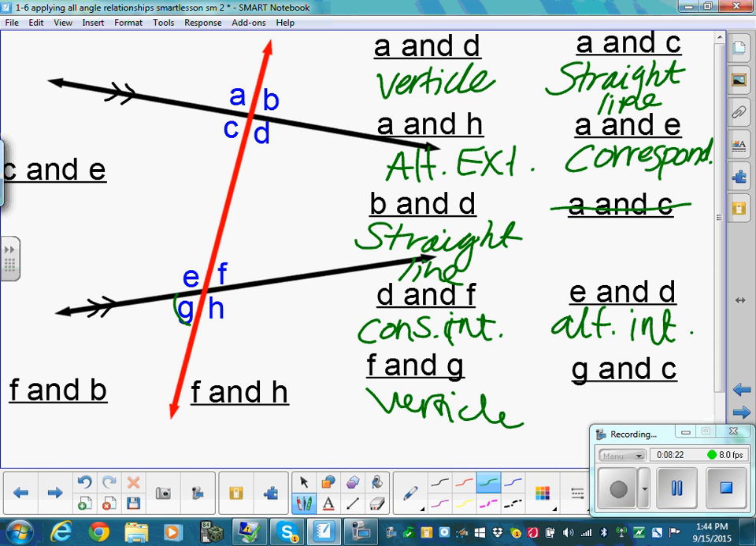Okay. G and C. Corresponding. How'd you know that? They're both on the same side at the bottom. Same side of the transversal and both on the bottom. Good.